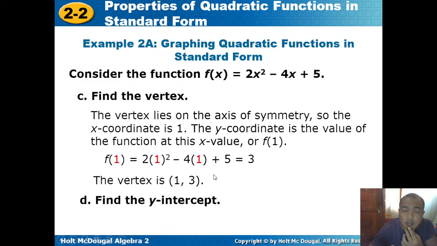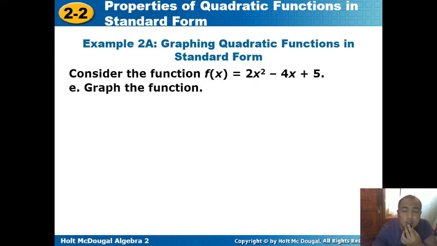Okay, so as you can see, the x-coordinate of the vertex is just the same as the axis of symmetry. Now find the y-intercept. We have said a while back that the y-intercept is actually the c of the quadratic function that is in general form. So the y-intercept is 5.